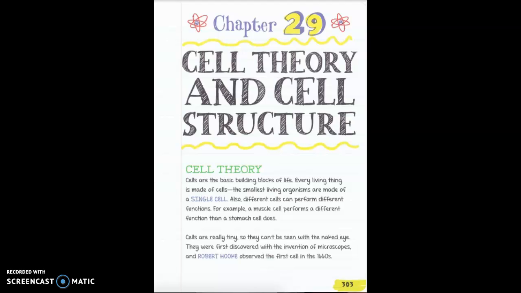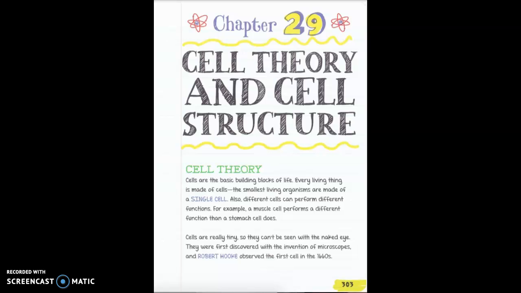Chapter 29, Cell Theory and Cell Structure. Cell Theory. Cells are the basic building blocks of life. Every living thing is made of cells. The smallest living organisms are made of a single cell. Also, different cells can perform different functions. For example, a muscle cell performs a different function than a stomach cell does.